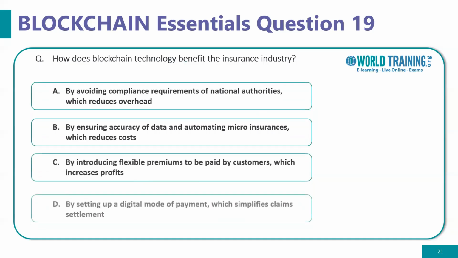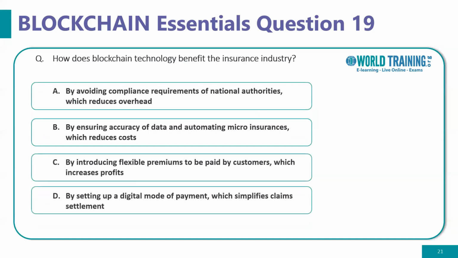So let's come to question number 19. How does blockchain technology benefit insurance companies? Let's look at those options. Option A is avoiding the compliance requirements of the national authorities, which reduces overhead. Option B is ensuring the accuracy of data and automating micro insurances, which reduces the cost. Option C is introducing flexible premiums to be paid by the customers, which increases the profit. And option D is setting up a digital mode of payment, which simplifies claim settlement.